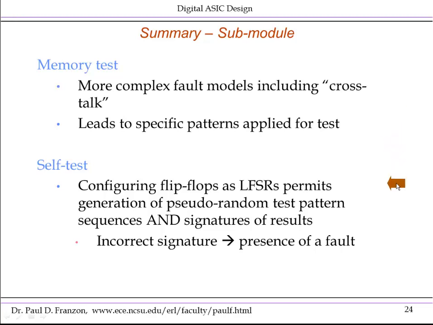Self-test is commonly used enough to discuss it here. The basic idea is you configure the flip-flops to be LFSRs as well as scan chains. You then use those to generate pseudo-random test pattern sequences that, if you run them long enough, can provide a pretty complete test, and also use them to generate signatures of the outputs of the test. If you get an incorrect signature, that means you have a fault.